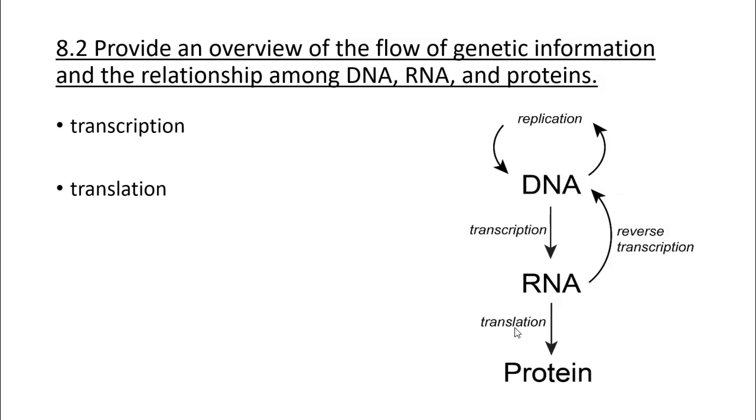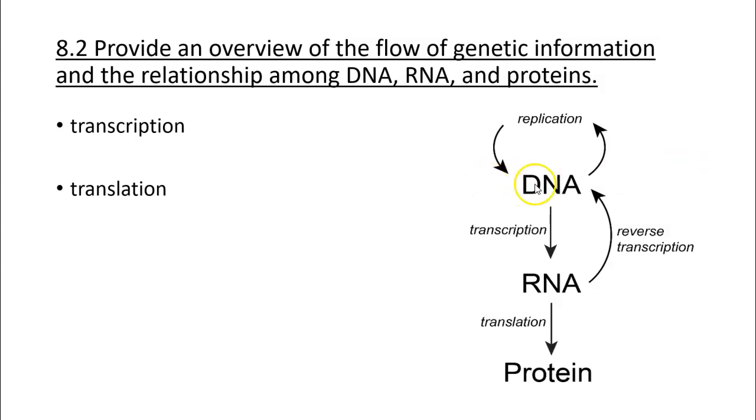Now, you might remember when we talked about cells that we said there was a certain structure in both prokaryotic cells and eukaryotic cells that's the site of protein synthesis. Do you remember what that was? That's where the ribosomes are. Ribosomes are where the proteins are made. So translation occurs at the ribosome. So both bacteria and eukaryotic cells have ribosomes.